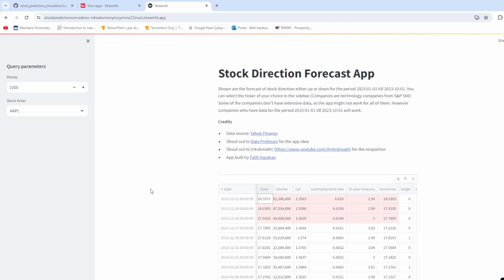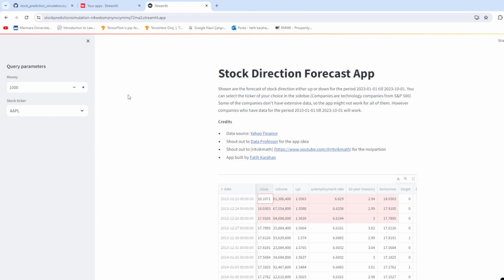In this video, I'll be presenting my stock forecasting project. We're not going to be forecasting the exact price, but its direction. So it's a binary classification problem: is it going to go up or down? That's what we're trying to do.